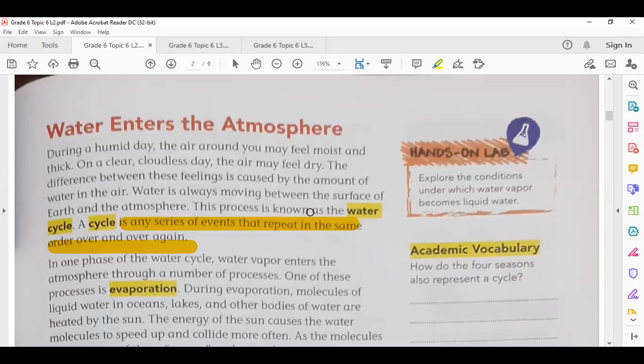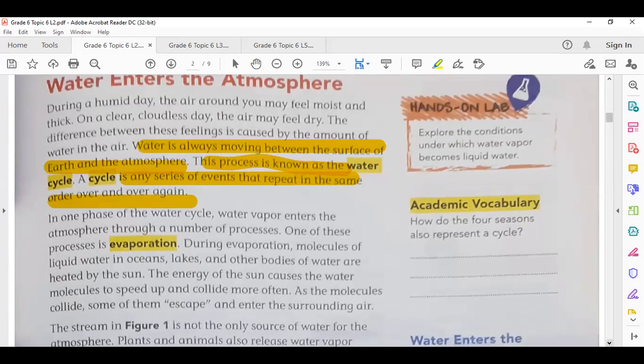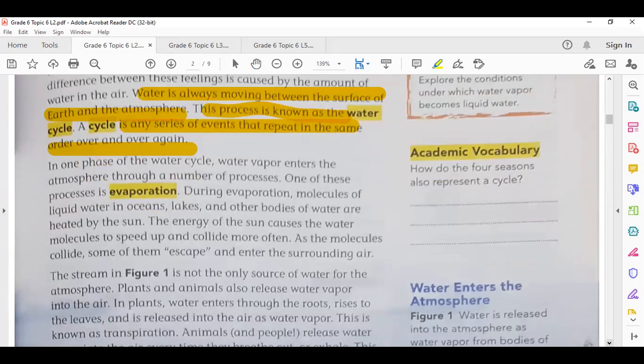Evaporation, condensation, precipitation, evaporation, and it always repeats again and again. So the water is always moving between the surface of Earth and the atmosphere. This is called the water cycle. It is a continuous process, and as long as there is life on Earth, it will continue. The water cycle never stops. If the water cycle stops, life on Earth will stop. Of course, it's impossible for this cycle to stop.